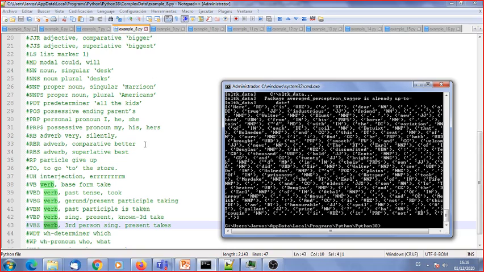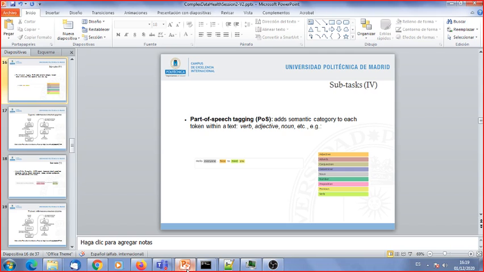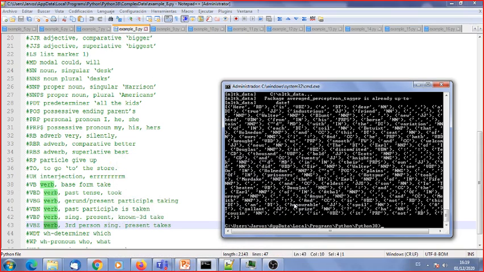His is a possessive pronoun. So as you can see, we have plenty of semantic types for our words, for our tokens. We assign to each token its semantic category. This semantic category is not predefined; it's given by the POS tagger. I don't know if you have any questions from here.